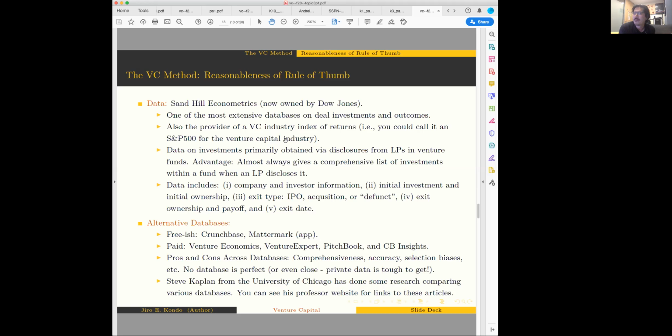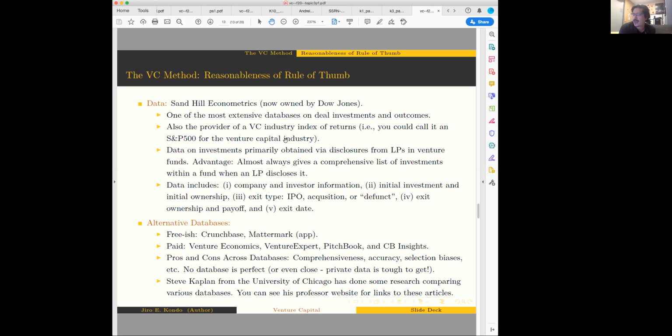There are other paid alternatives to Sandhill Econometrics. There's a provider called Venture Economics. There's another one called Venture Expert. One of them is available through Thomson. I think we might have access to it. The problem is it's access where you have to get the data one by one yourself, which I'm not going to do for 60,000 data points. So Sandhill Econometrics it is.